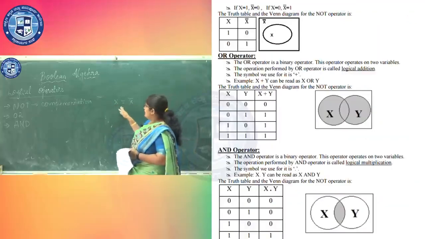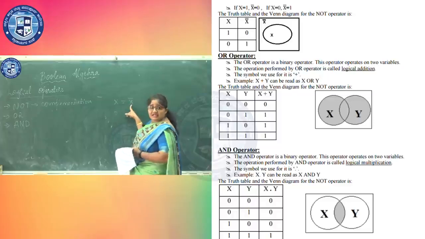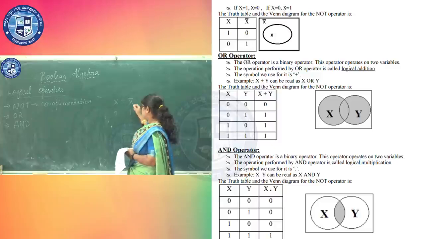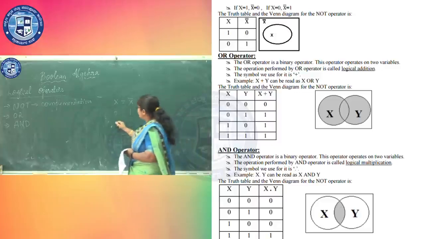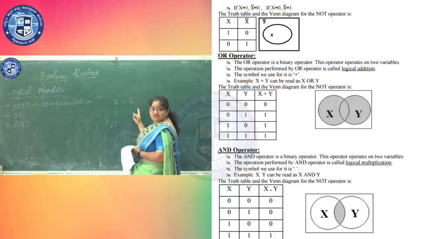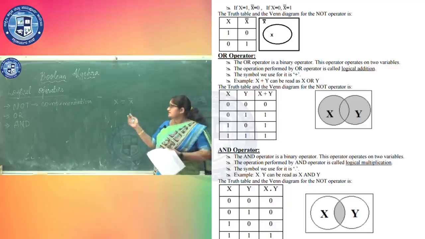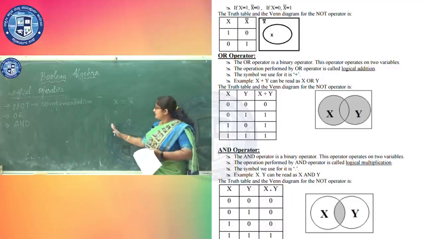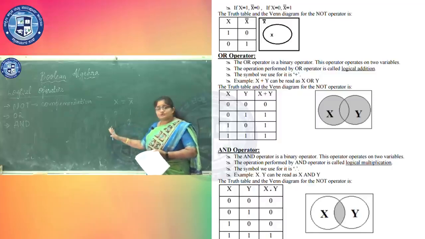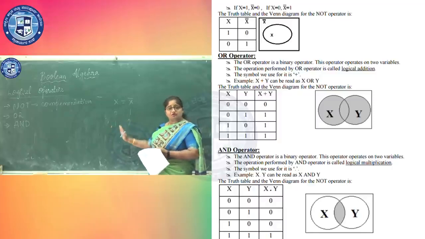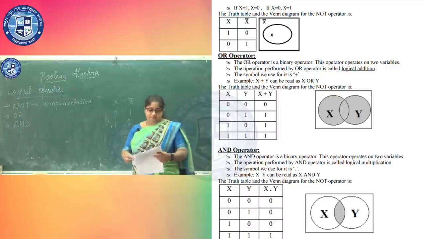If the value of x is 0, the x dash value will be 1, just the opposite of it. If the value of x is 1, the x dash value will be 0. Since we have only two numbers, either 0 or 1, if the value is 0, then the value will become 1. If the value is 1, then the complement of x will be 0. This is about the NOT operator.